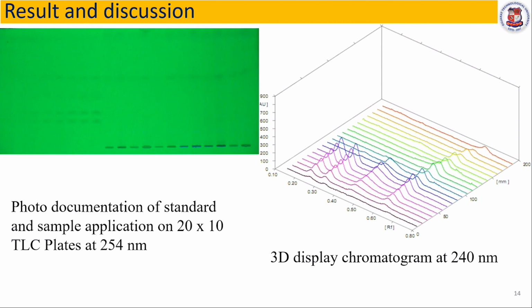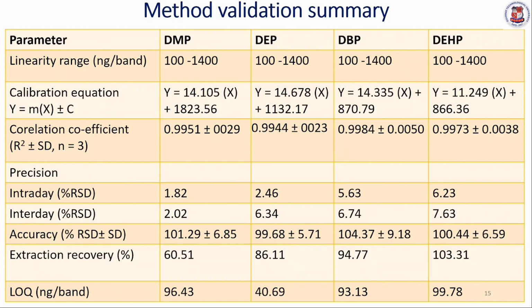All compounds are well separated, and later all the samples which have been selected for our study have also been applied. So you can see a significant amount of selective phthalate content there. This is a method validation summary: the linearity range, equations, precision, recovery, and LOQ.